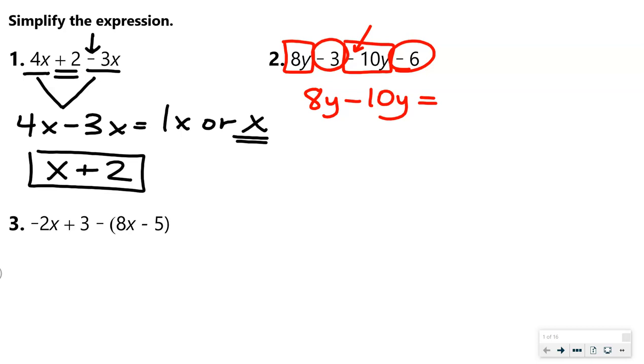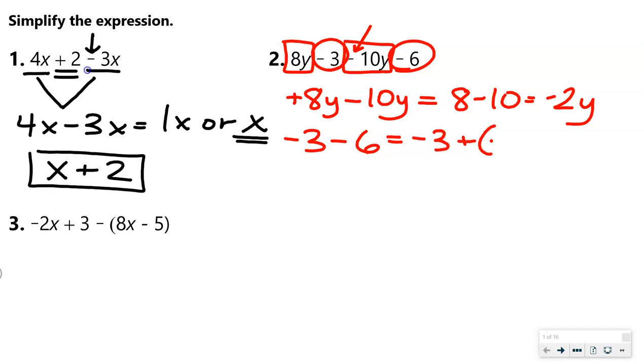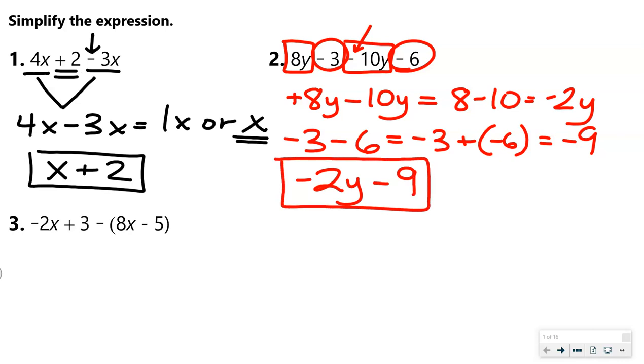And so we're right here, and we're saying 8y minus 10y. Well, we have 8 positives and 10 negatives. So it's looking like this. 8 minus 10, if we started a number line on 8, we go to the left 10. We end up at negative 2y. We have negative 3 minus 6, and so if we start at negative 3 and we go further, we can look at this as negative 3 plus a negative 6, which would equal negative 9, and so we'd have a negative 2y minus 9 as our final answer.